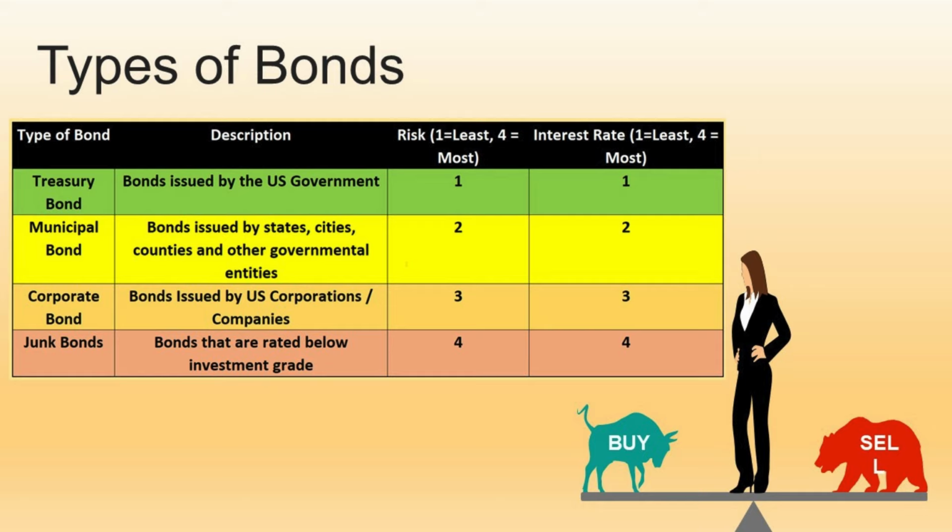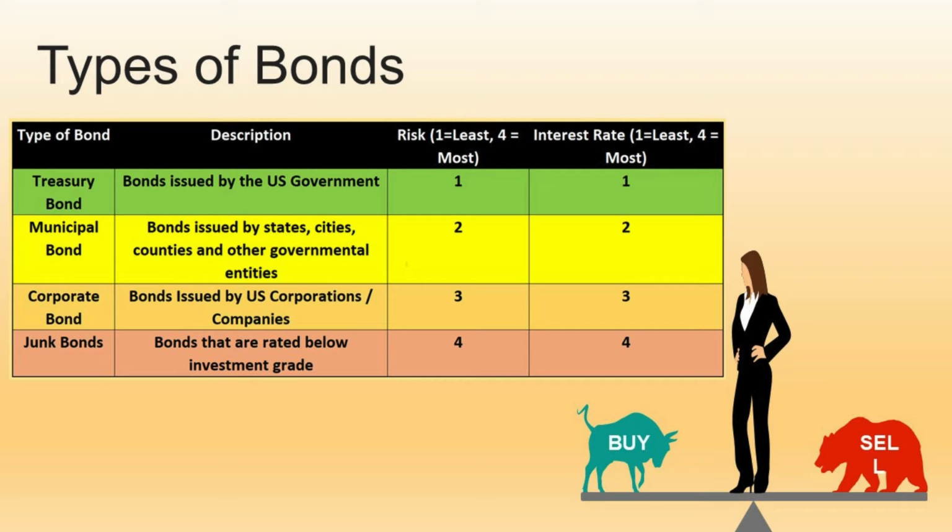A corporate bond is issued by a company to raise money for various purposes, such as building a new plant or purchasing equipment. These bonds can be fixed or floating rate, zero coupon, or convertible. Let's discuss these in further detail. Number 1, fixed rate is when the company pays a fixed interest rate per year until the bond matures.